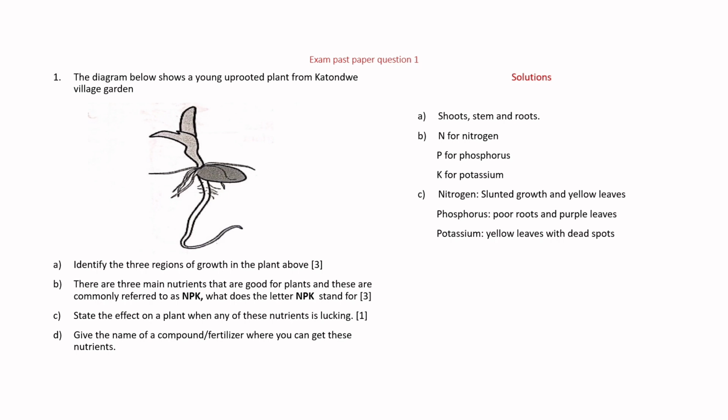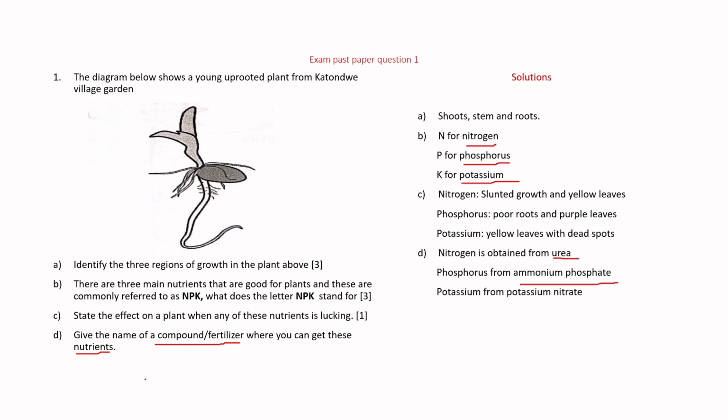We move to question D. Give the name of the compound of fertilizer where you can get these nutrients. So question D is saying, where can we get nitrogen? Which fertilizer provides phosphorus? Which compound of fertilizer provides potassium? Nitrogen is obtained from urea, phosphorus is obtained from ammonium phosphate, and potassium is obtained from potassium nitrate. Then you have answered question 1 on example 1, as simple as that.